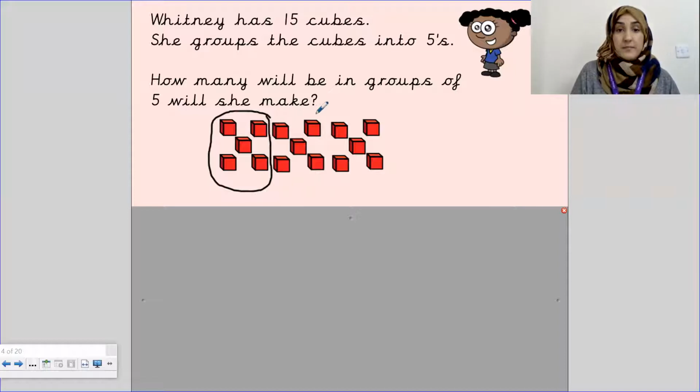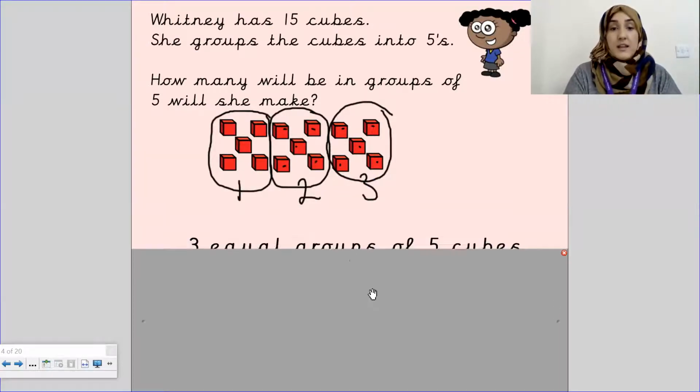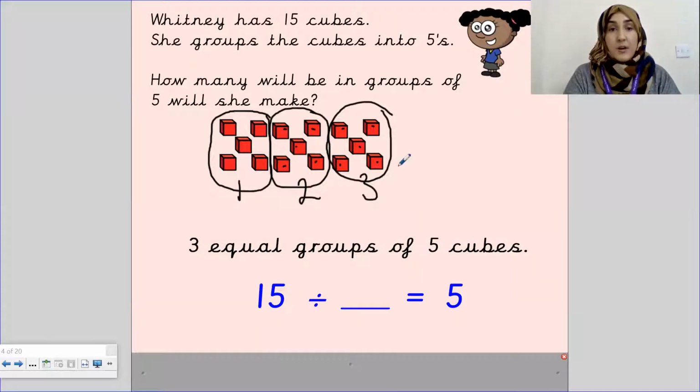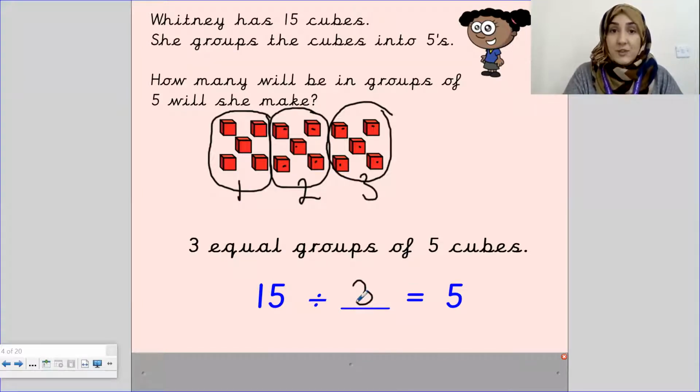That's 1. That's 2. I know because there's 1, 2, 3, 4, 5. And here 1, 2, 3, 4, 5. So that's another group. So I have 1, 2, 3 groups. There are 3 equal groups of 5 cubes. So 15 divided by 3 groups equals 5 cubes in each group.